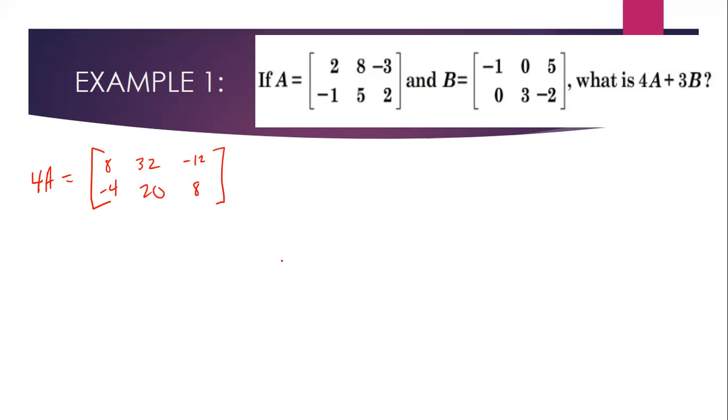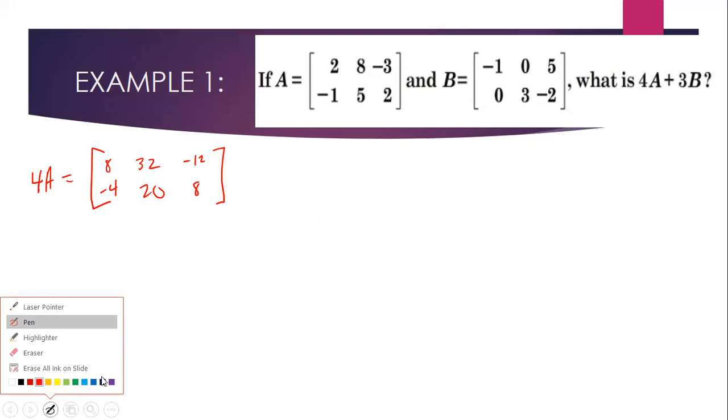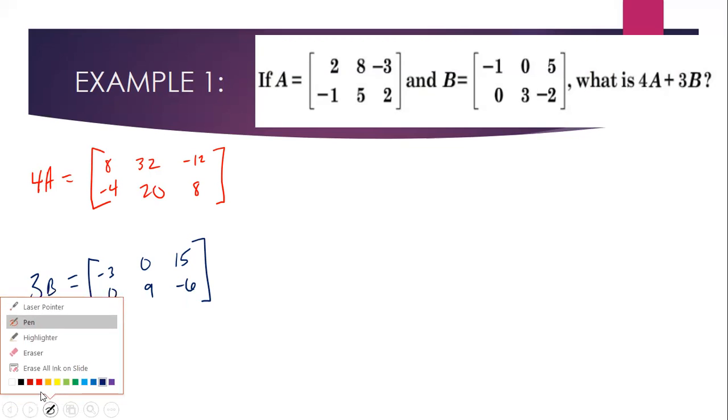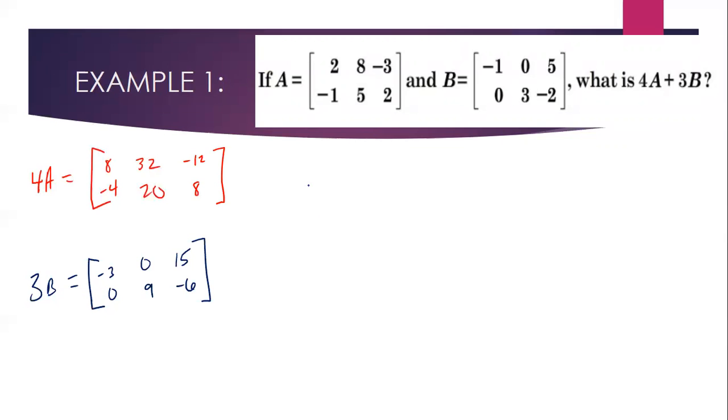Are we comfortable with that? Okay, and then I need to find 3B. So for 3B, that means every element in B is going to be multiplied by 3. So that gives us -3, 0, 0, 9, 15, and -6. So we did our multiplication first, and now we can add. It's just the same way we added yesterday, where it's element by element.